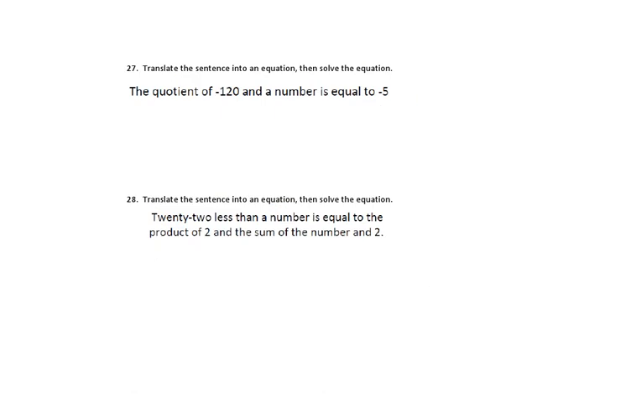Alright, number 27. The quotient of negative 120 and a number is equal to negative 5. Alright, slow down there. First of all, the word quotient means divide. So that means we're going to do negative 120 divided by x. And all of this is equal to negative 5.